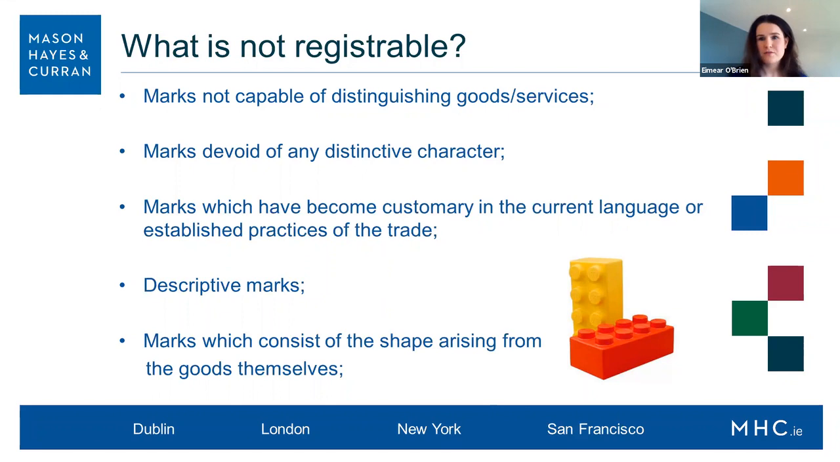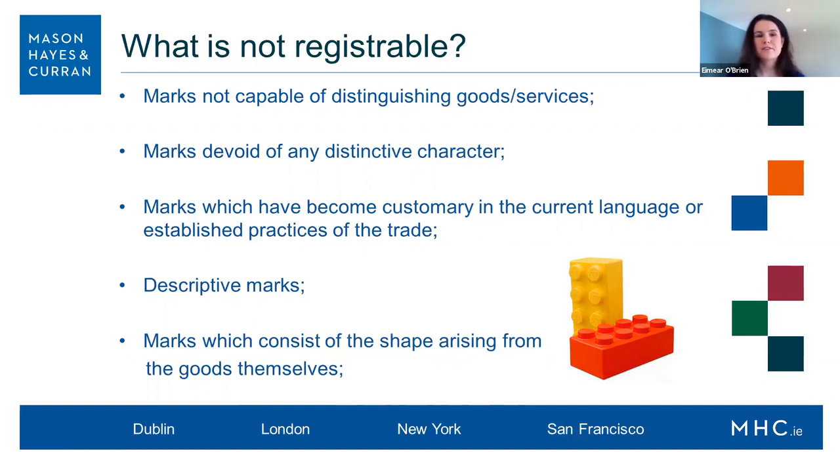Next, we have descriptive marks. And what we mean by a descriptive mark is a mark which has a meaning which would be immediately perceived by a consumer as describing or providing information on the type of goods and services that you're providing. So an example of a mark that has not been allowed by an office on the basis that it's descriptive would be Clear Wi-Fi in the field of telecommunications and also Steam Glide for electric irons.